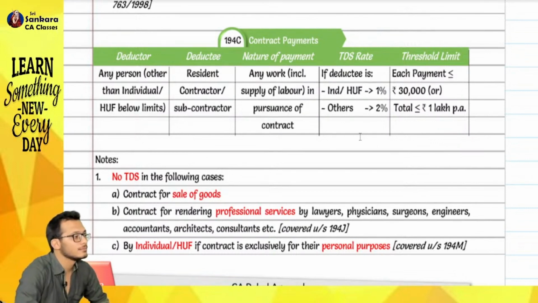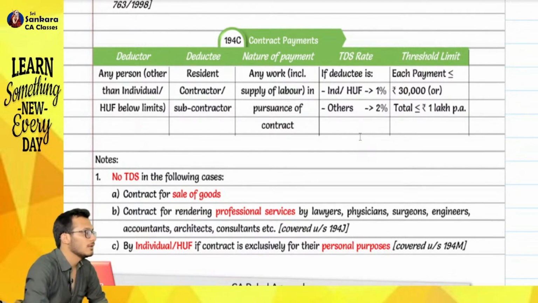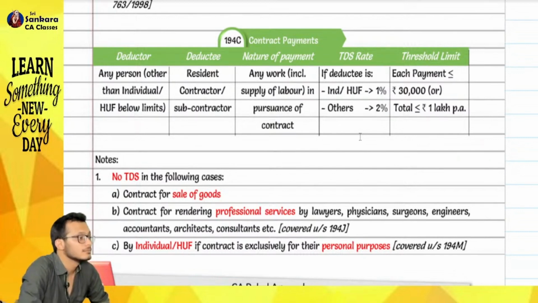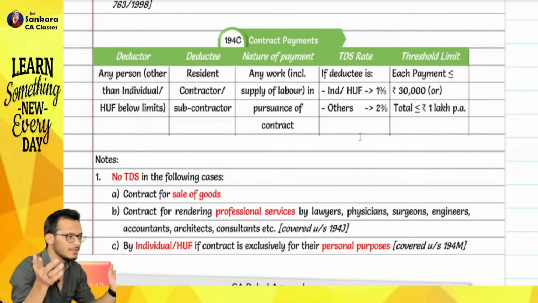Next 194DA. D is not there, so DA talks about life insurance. Provisions are coming and saying, boss, if the LIC policy is taxable, how does the LIC policy become taxable? Refer chapter 6A. If your premium on the policy goes beyond 20% or 10%, that policy becomes taxable.